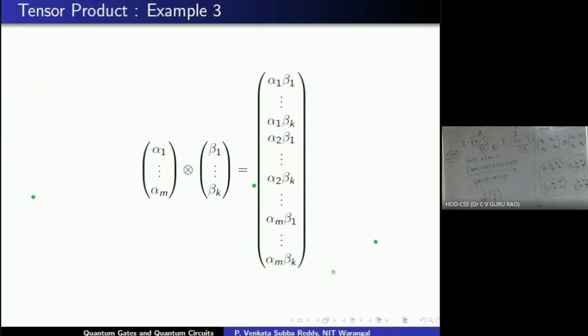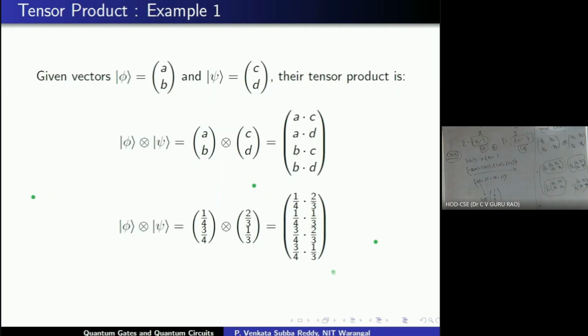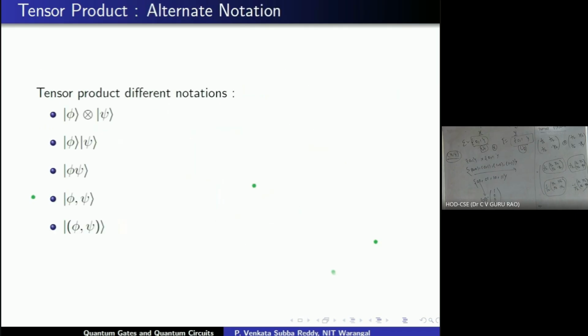Now, what are the notations used for tensor product? Now we know how to calculate tensor product. In textbooks, you will see different notations used. This is the first system state, and this is the second system state. State means again it is a column matrix only, no? Matrix 1, matrix 2. Tensor product is written this way.